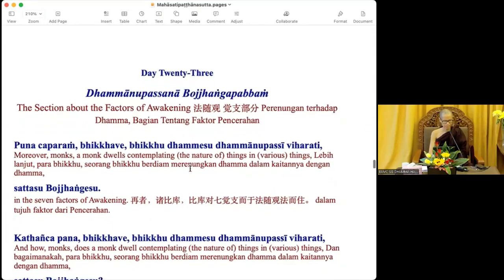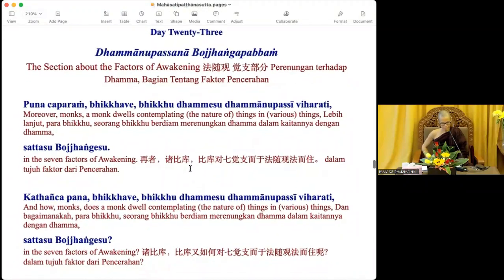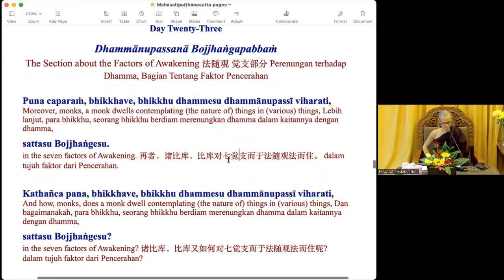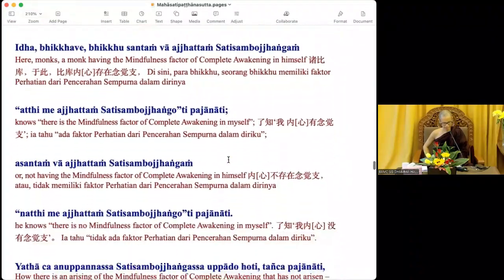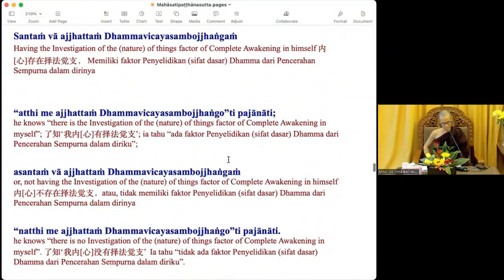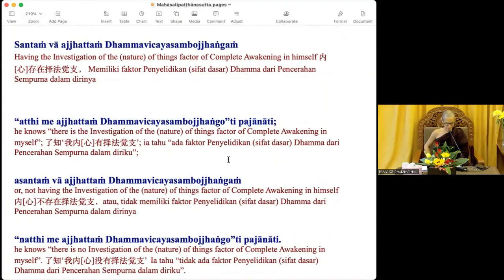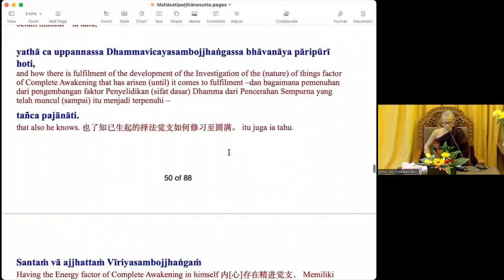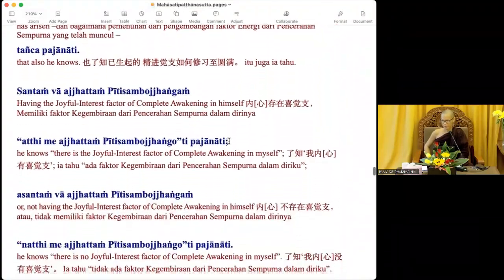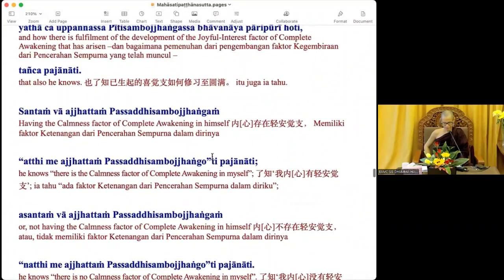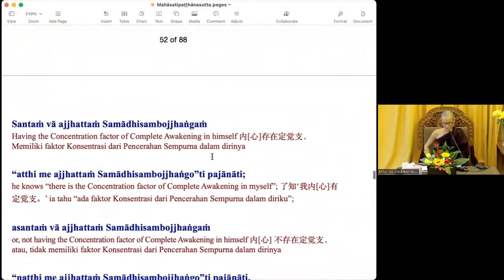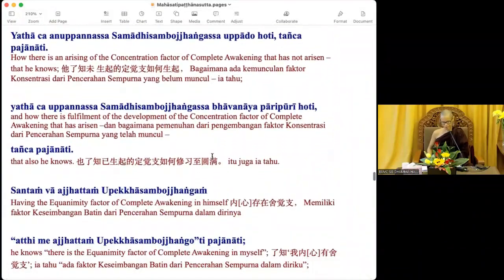Dhammanupassana, Bojjhanga Pabba. Bojjhanga section. There are 7 Bojjhangas you can find. Sati Sambojjhanga, the factor of sati, mindfulness or remembrance. Dhammavicaya Sambojjhanga, in the next paragraph it is the same as panna. Viriya Sambojjhanga, effort. Piti Sambojjhanga, joy. Passaddhi Sambojjhanga, tranquility. Samadhi Sambojjhanga, concentration. Upekkha Sambojjhanga, neutrality or equanimity. So altogether 7.